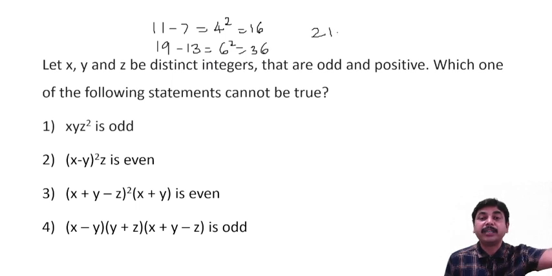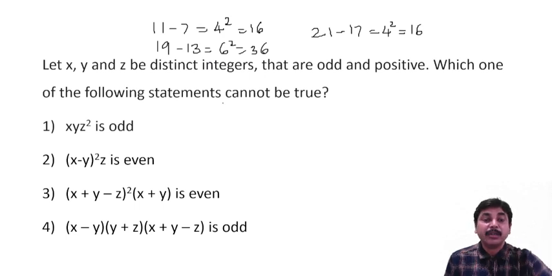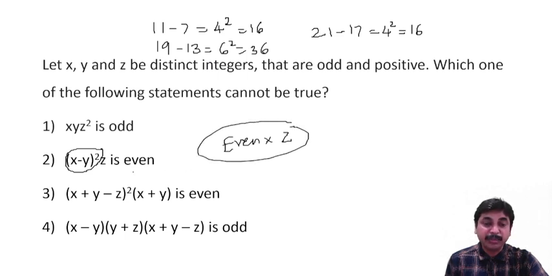So suppose 21 minus 17, that is equal to 4. 4 square is 16. So everywhere when you are taking x minus y whole square, it is even, and even into anything, whether z is odd or even, into anything is even. So this statement is also true. So this can't be your answer because we have to find which cannot be true.